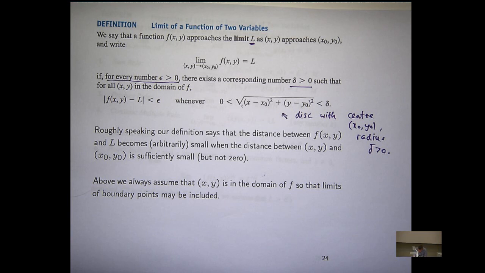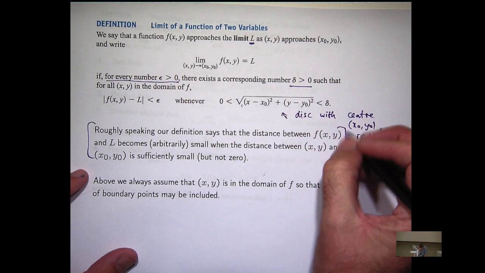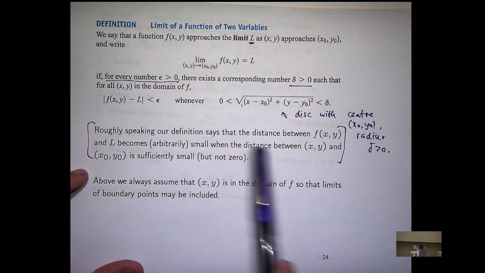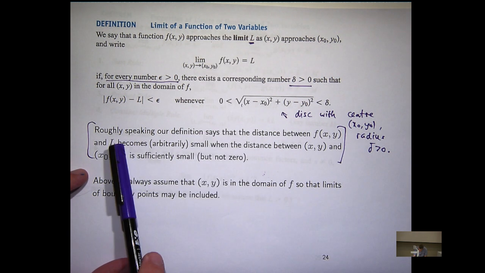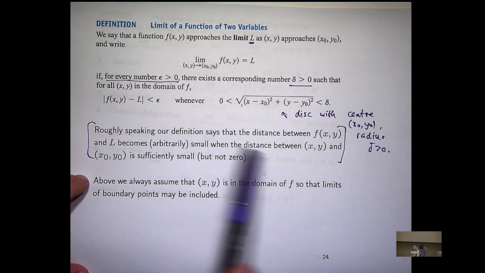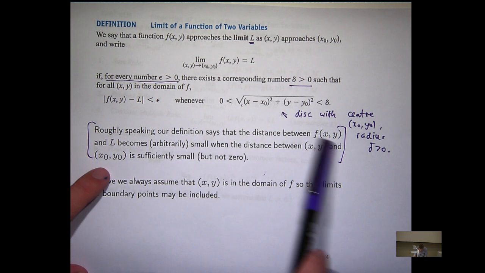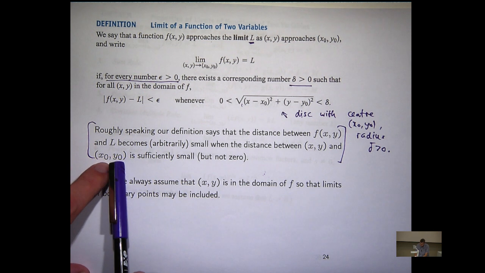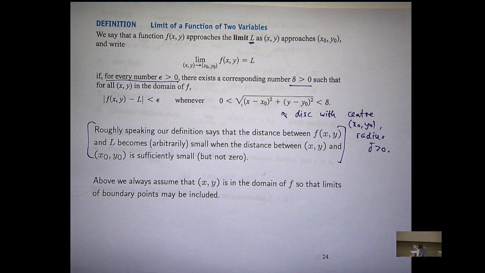You can also think of this, in simplest terms, in distance. This is what this paragraph's about. Roughly speaking, this definition says that the distance between the function and its limit becomes as small as we want, arbitrarily small, when the distance between the points in its domain and the limit point is sufficiently small.